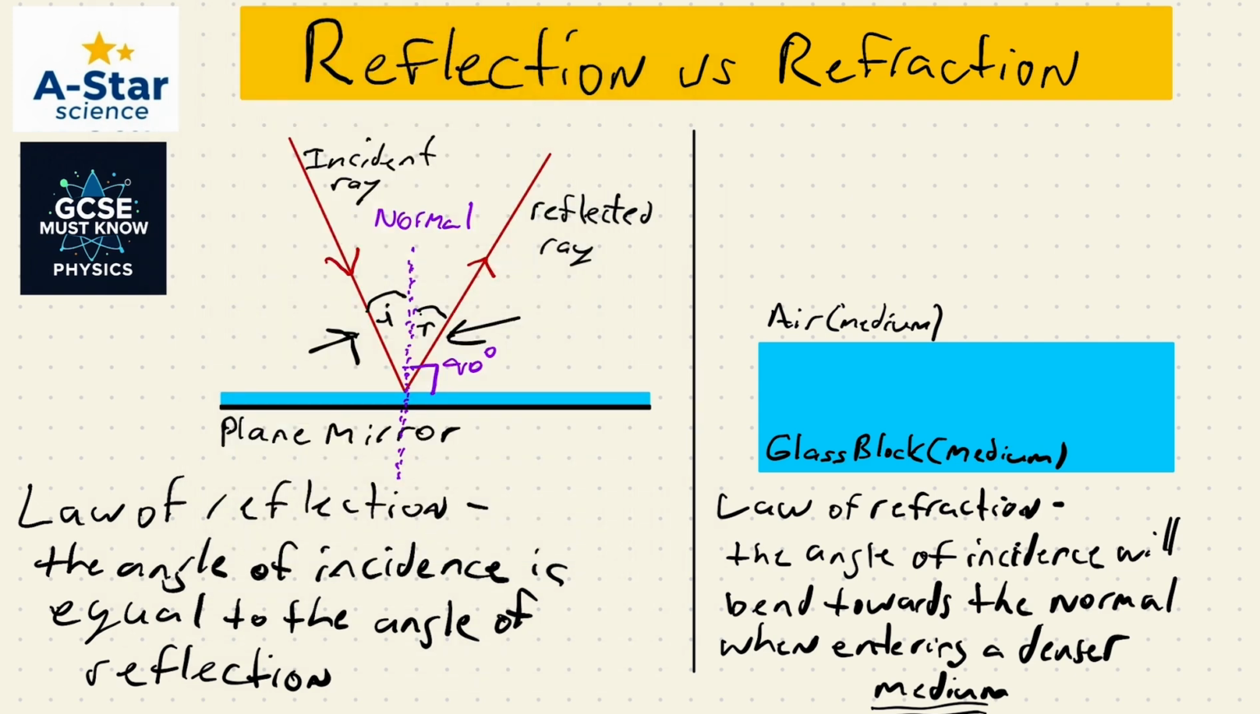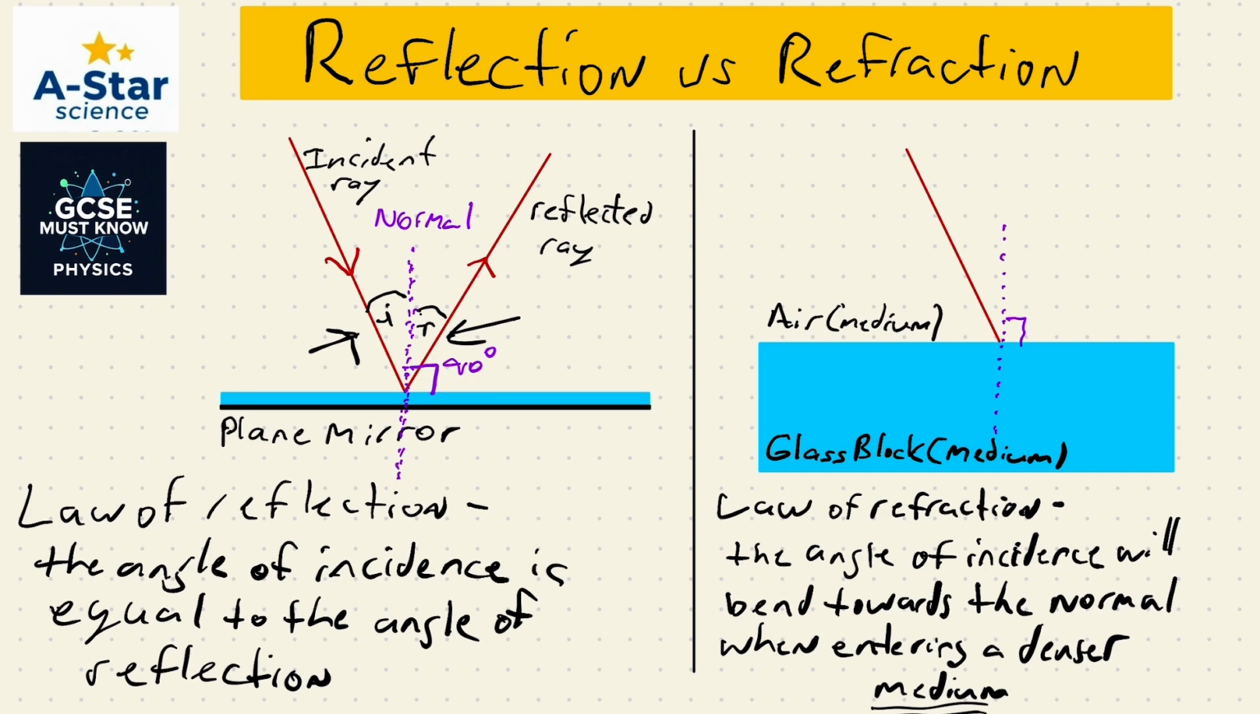And let's see how it behaves. So here's our light ray going in, like that. Remember, when it hit the plane mirror, it reflected off. So now we need to draw the normal again. Remind yourself, what's the normal? The normal is a straight, imaginary line at 90 degrees to a surface.